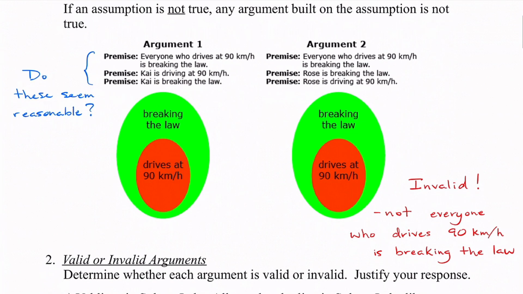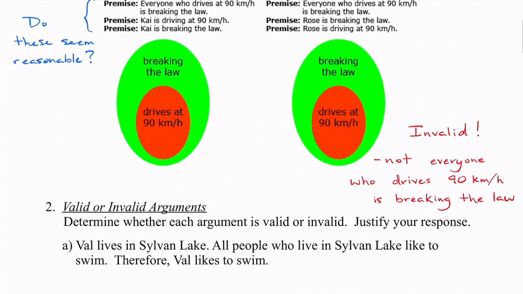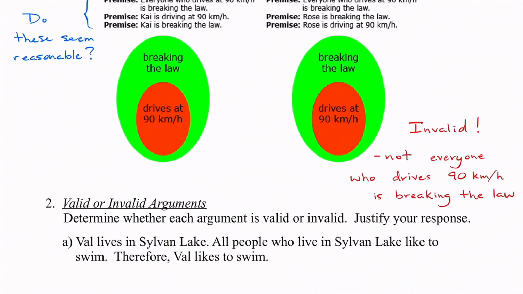Next, we're going to get into valid or invalid arguments. We'll look at these different arguments, determine whether they are valid or invalid, and then justify our response. A says Val lives in Sylvan Lake. All people who live in Sylvan Lake like to swim. Therefore, Val likes to swim. Pause the video, read through that, and see if you find something that doesn't seem reasonable. If it all seems reasonable, then it would be valid.